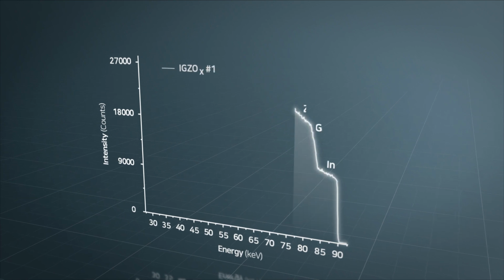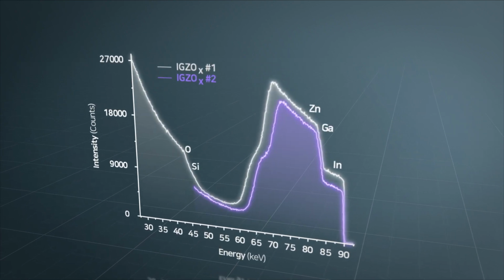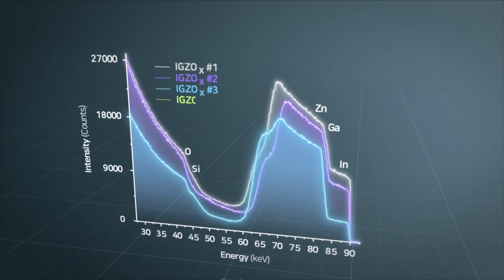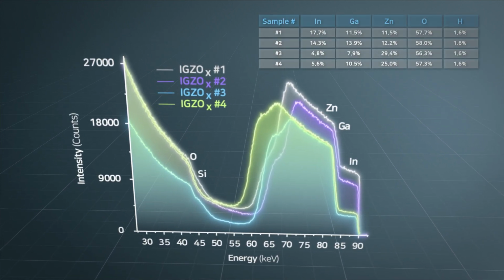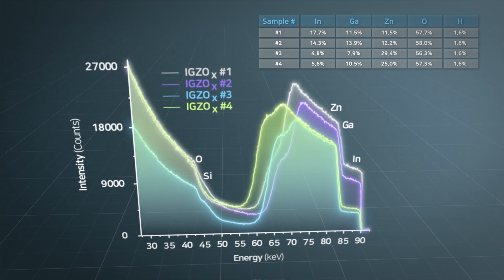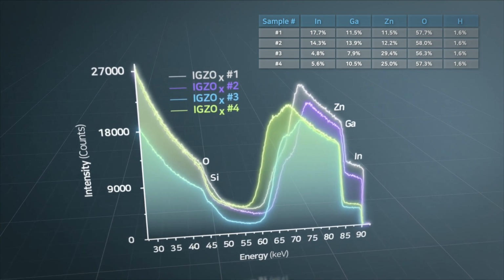These spectra are random spectra of the IGZO samples fabricated under various conditions. The composition and thickness of each spectrum can be obtained by analyzing the different heights and widths of the spectra.